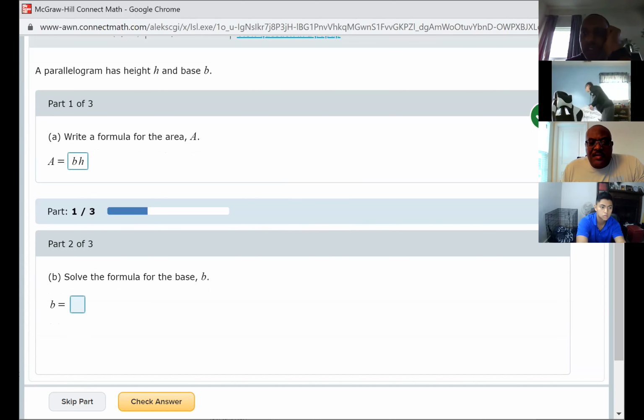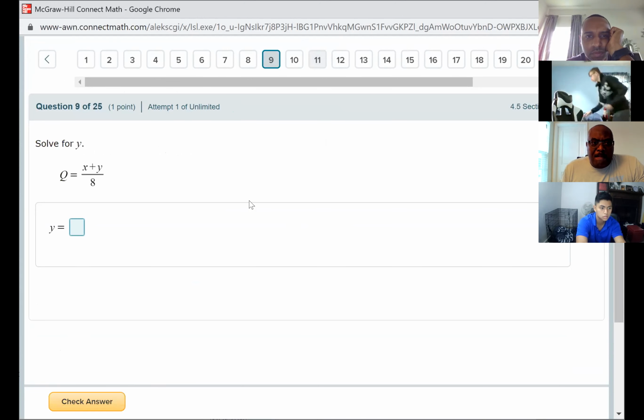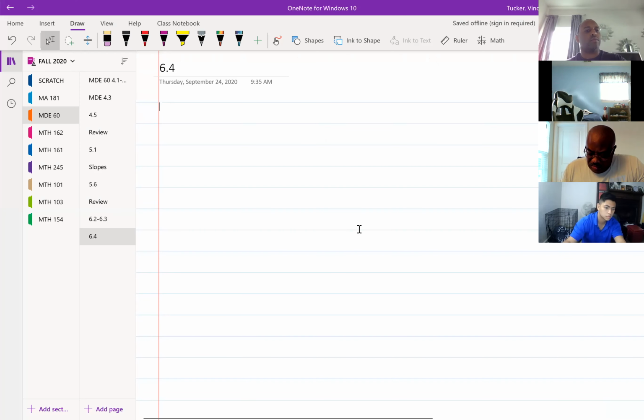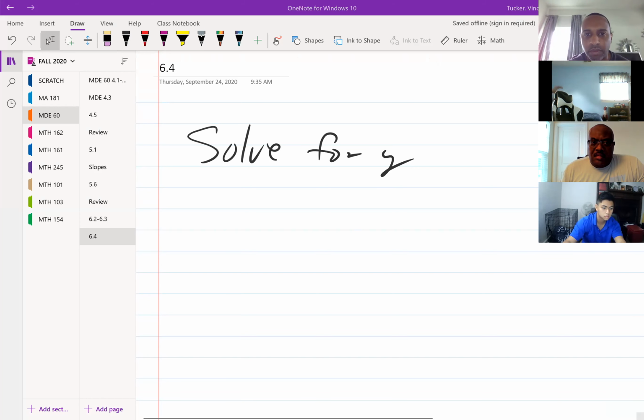Yeah. It's another one, the other one I told you about. Was it this one? This one, okay. Yeah. And they want us to solve for y. All right. x plus y over 8. So what the other variable was on the left. Q.